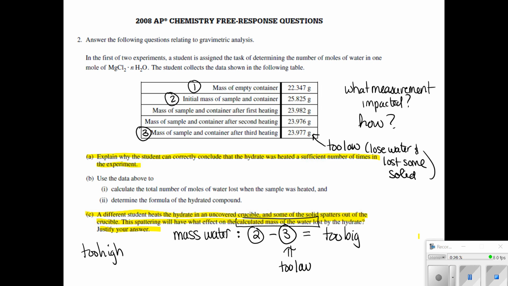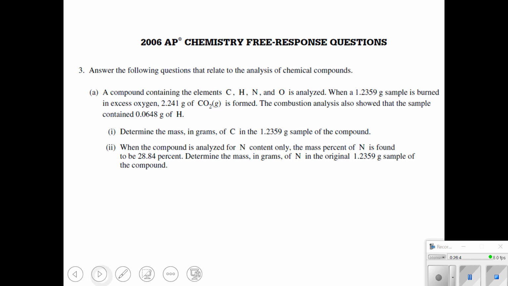Okay. Let's look at this 2006 question. This is a combustion analysis question.